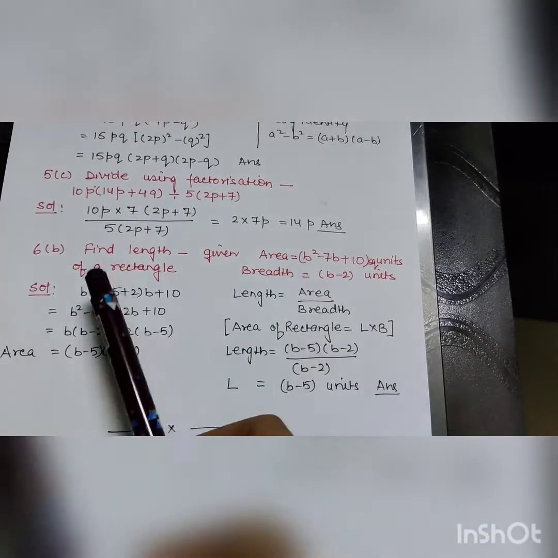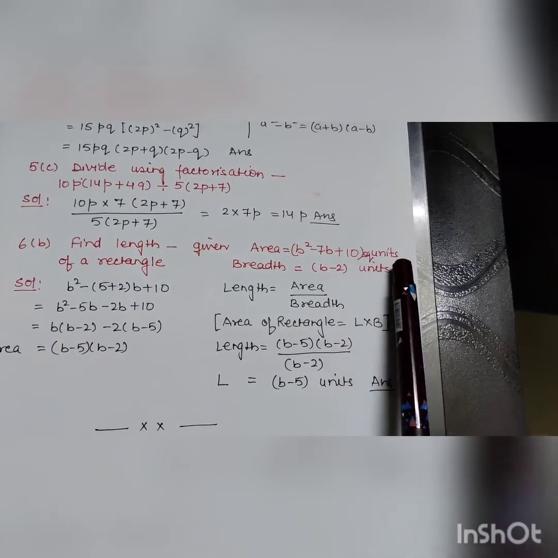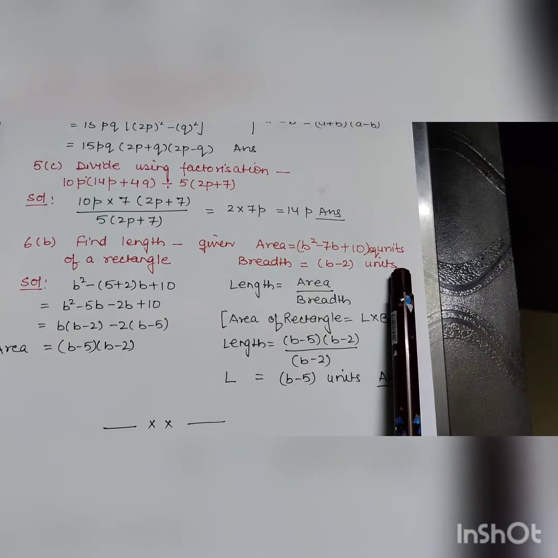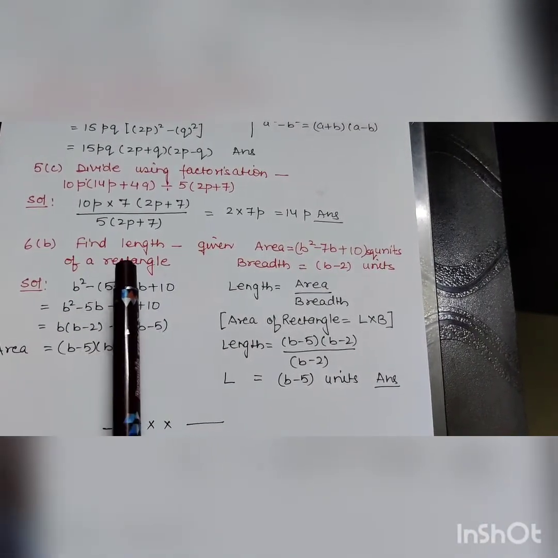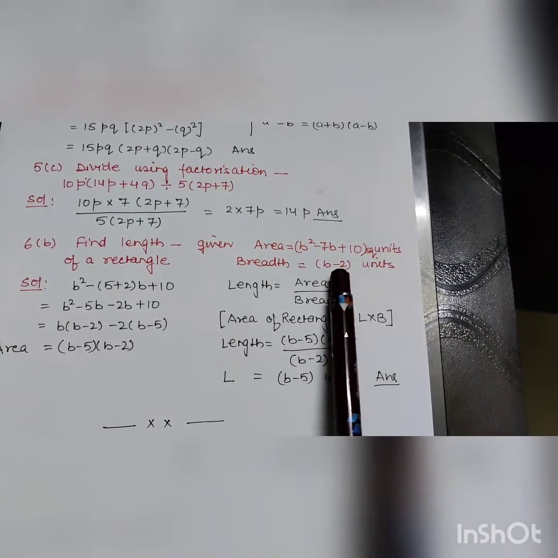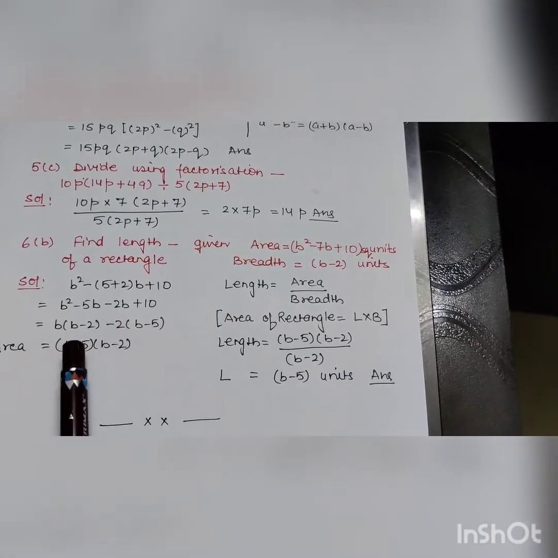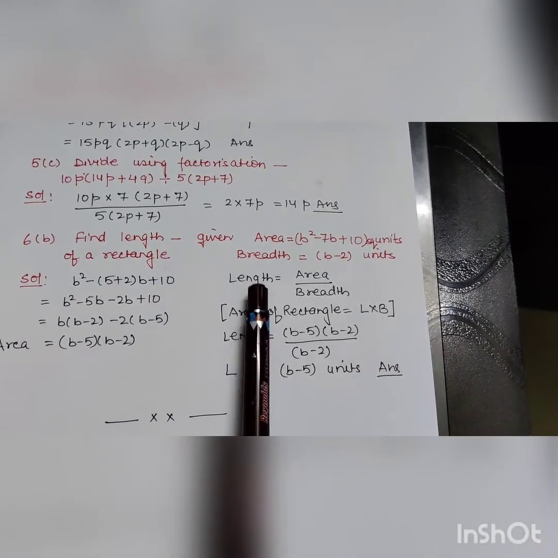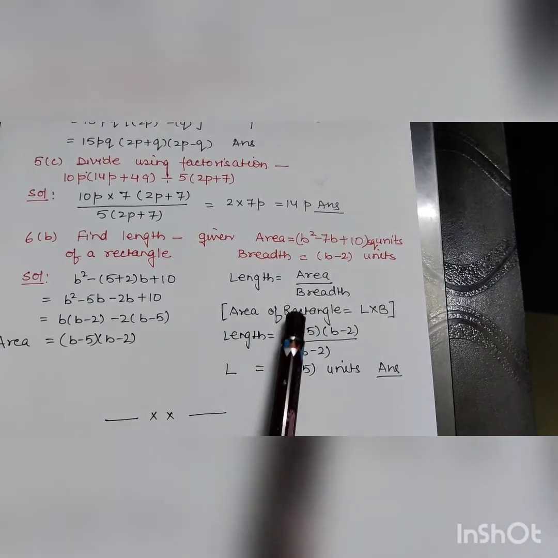Question number 6, B part, find length. Given area is equal to b square minus 7b plus 10 square units and width equal to b minus 2 units. We have to find the length of a rectangle where the area is b square minus 7b plus 10 and the width is b minus 2 units. Area of a rectangle is equal to length into breadth. If we want to find the length, we have to divide the area by the width.